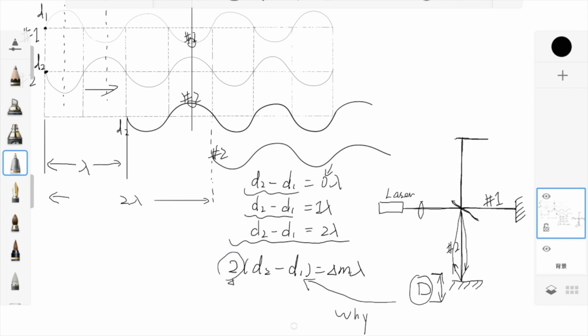We have a 2 in front when we tune the distance. We will tune a micrometer here and move the movable mirror forward and backward. Then after that we should multiply by 2. So that is the formula we give in our handout.